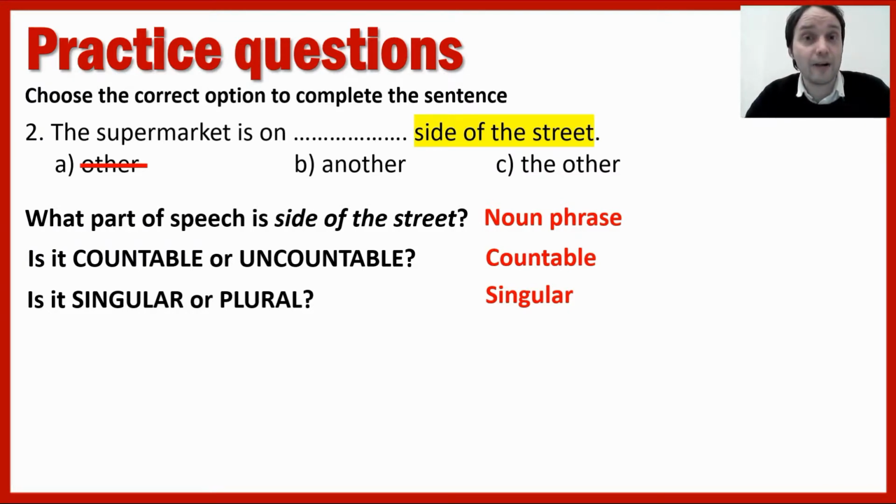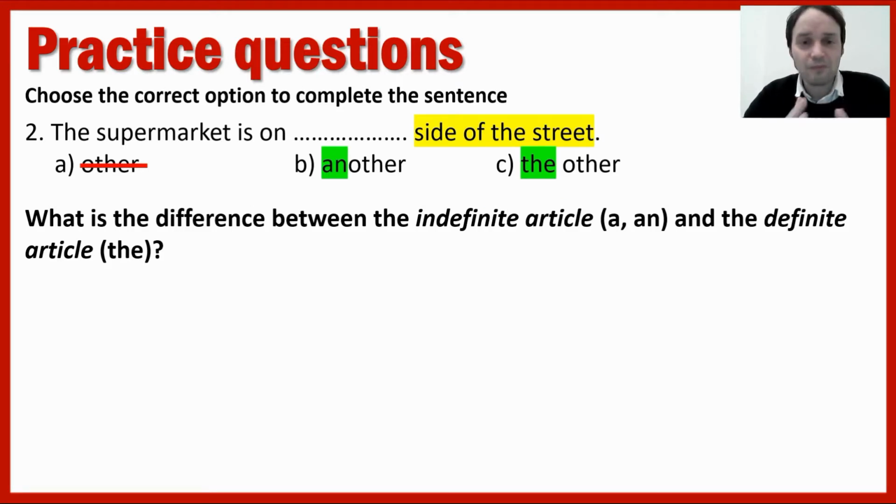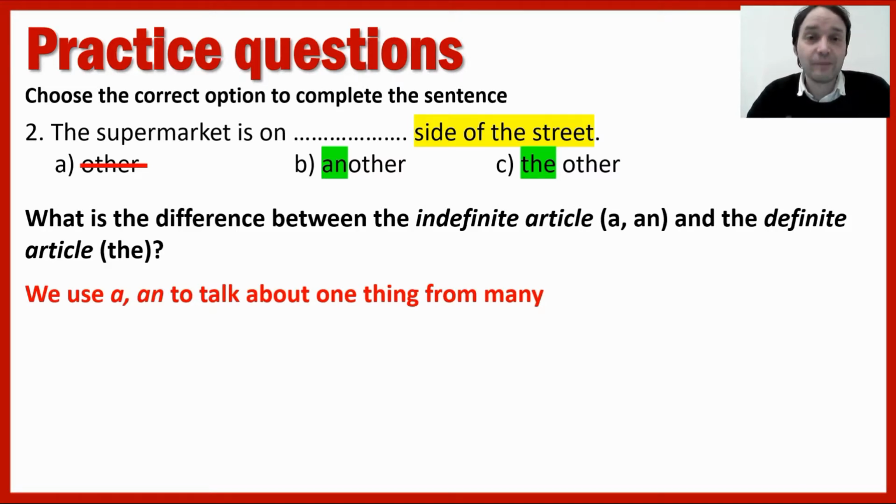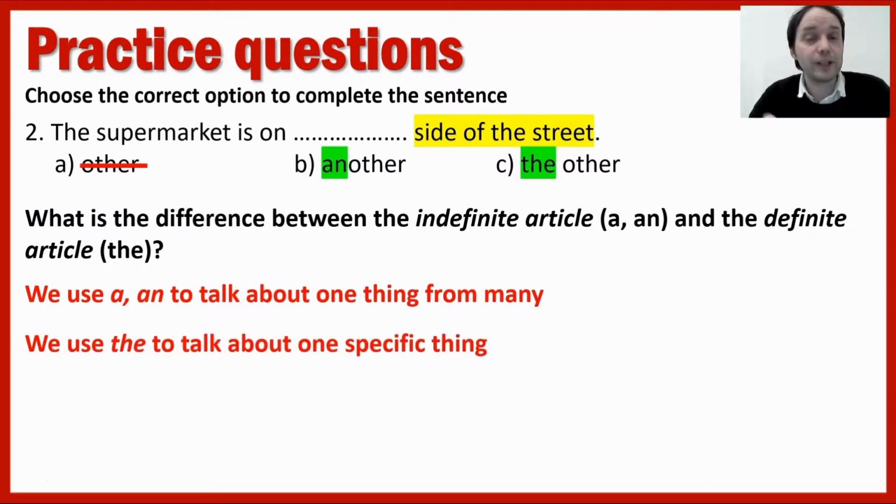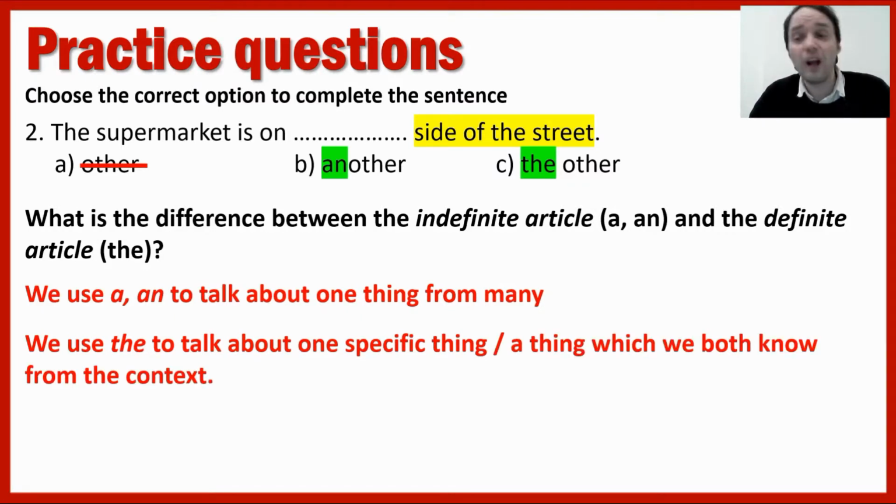So what's the difference between another and the other? Okay, so have a think. Any ideas? Difference between an and a and an and the. Alright, well, we use a and an to talk about one thing, okay, from many, but we use the to talk about one specific thing, or a thing which we both know from the context. So the idea is that we use a and an to talk about a general one thing, but we use the to talk about specific one thing or thing we know.